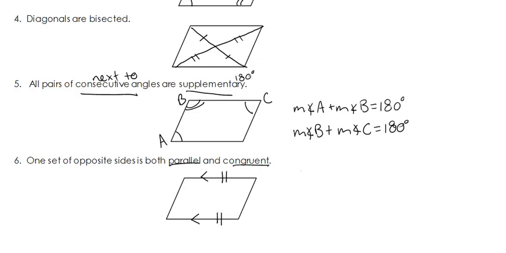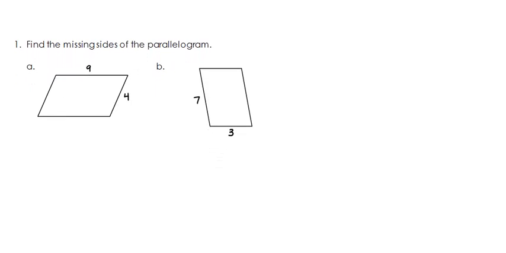Okay, slide down. Let's go ahead and use these properties. The first one, find the missing sides of the parallelogram. This refers to the property where opposite sides are congruent. So basically, if I know this side is 9, then the opposite side is also 9. If this side is 4, the side opposite is also 4. Same thing with part B. 7s have to go opposite each other and 3s opposite each other.